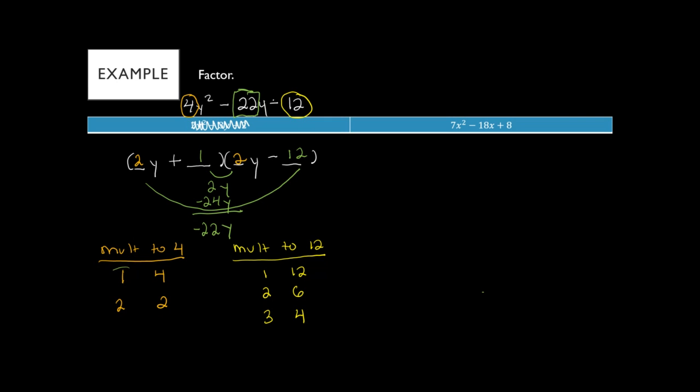Now, if I had started with the 1 times 4 over here, we would have had to go through even more combinations. So the answer is 2y plus 1 times 2y minus 12. Are there any questions on that example?